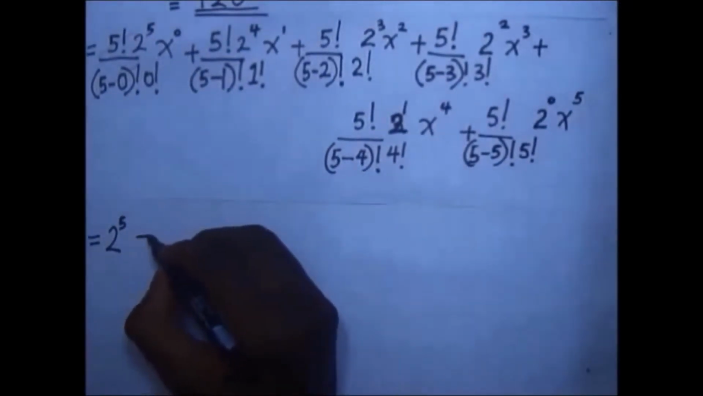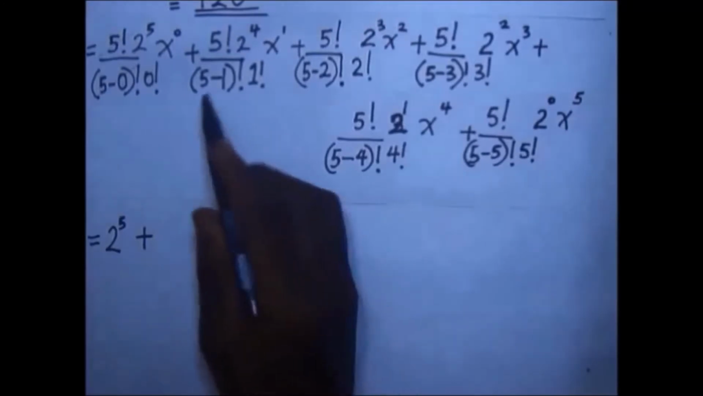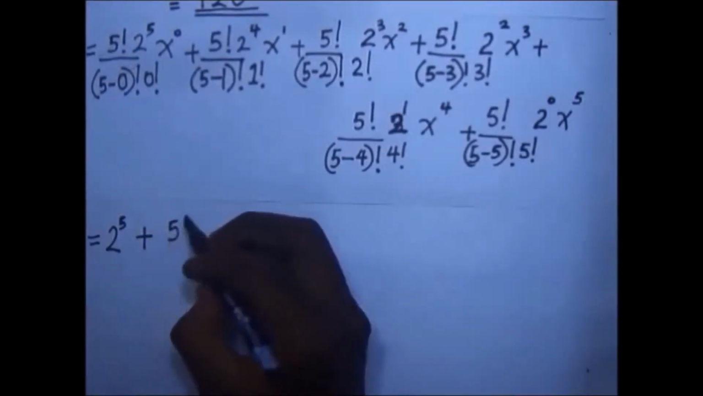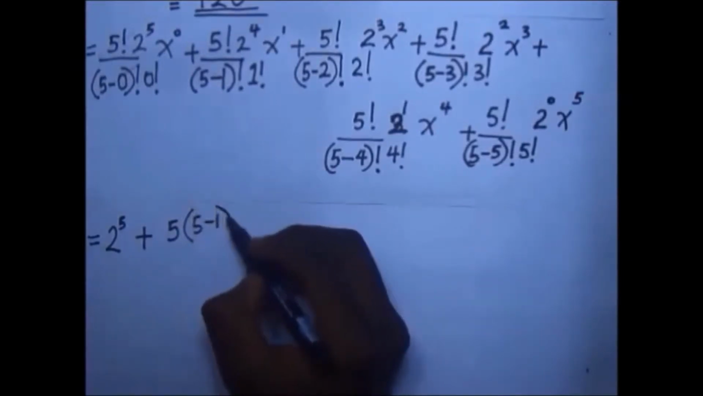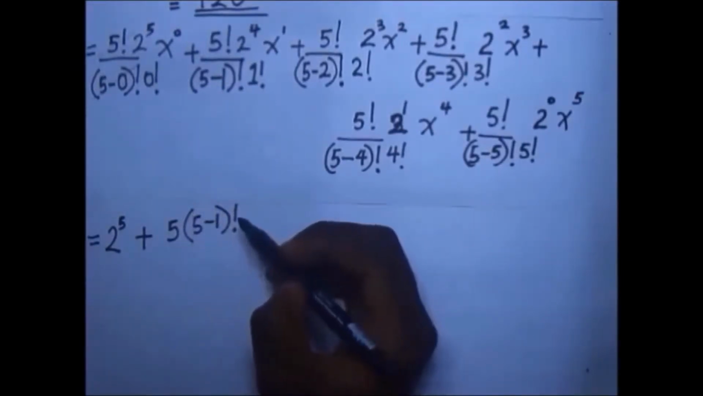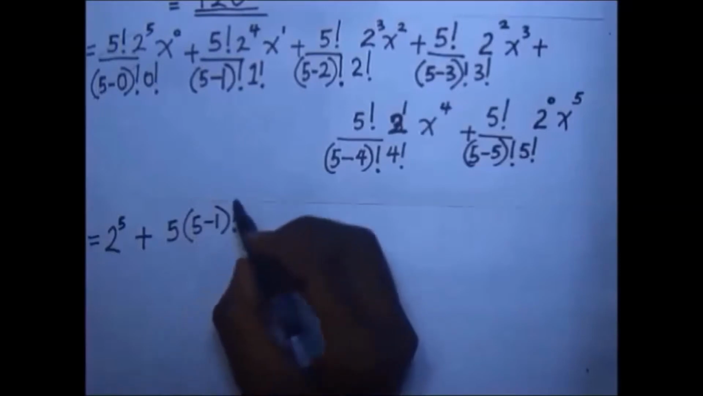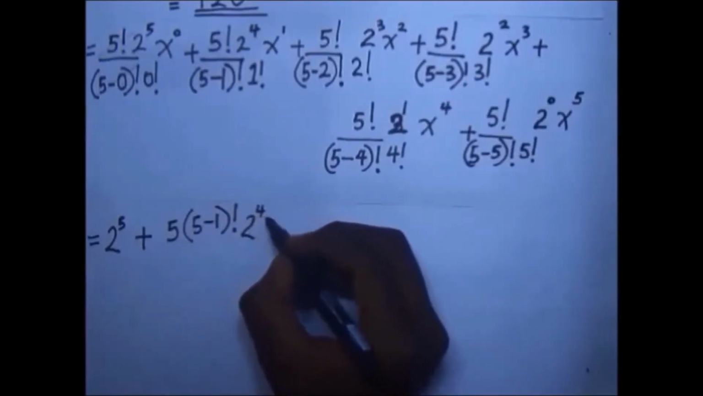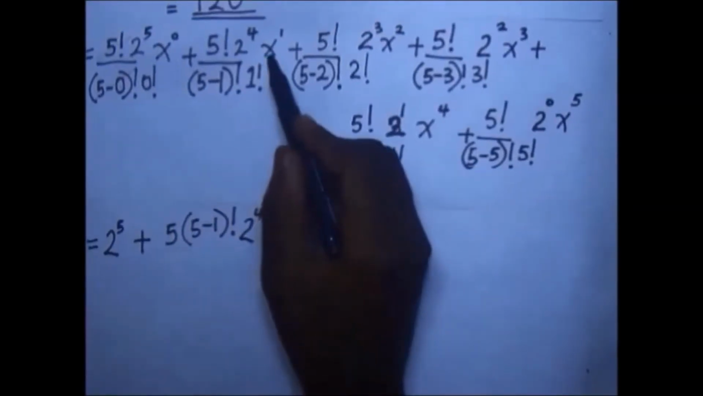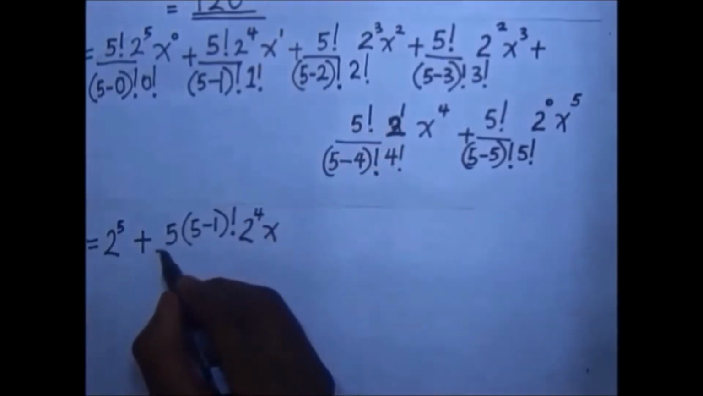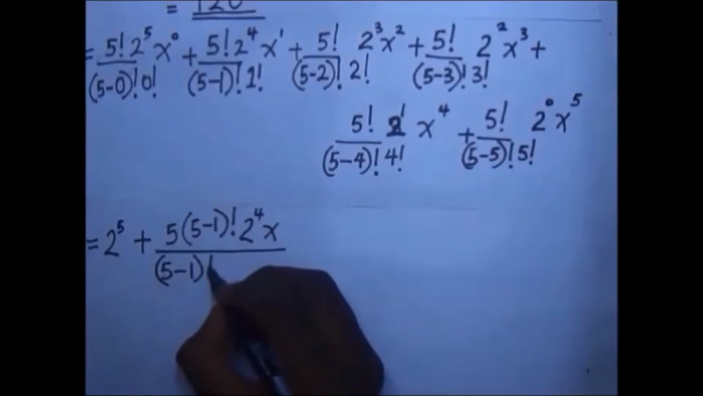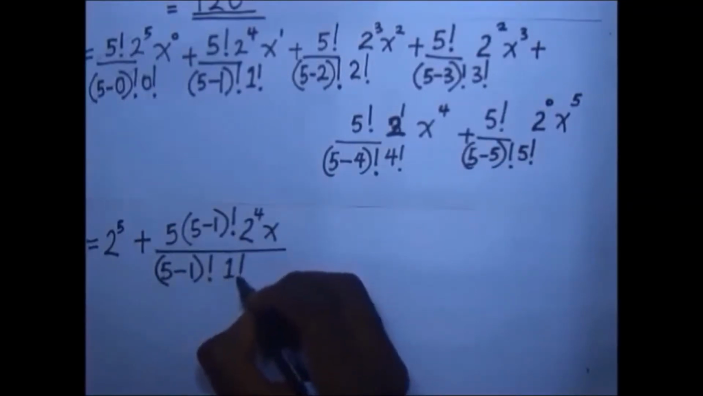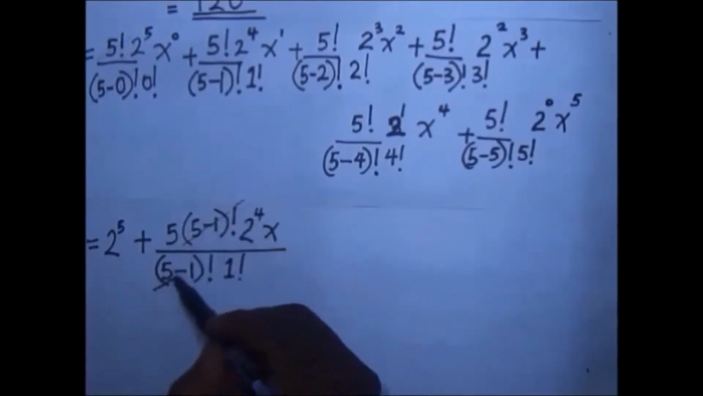Plus, this is going to be 5 factorial is 5 times 5 minus 1. We shall stop there. 5 times 5 minus 1 factorial times 2 to the power 4 times x, because x to the power 1 is x. Divide all that by 5 minus 1 factorial times 1 factorial, this will disappear with that.